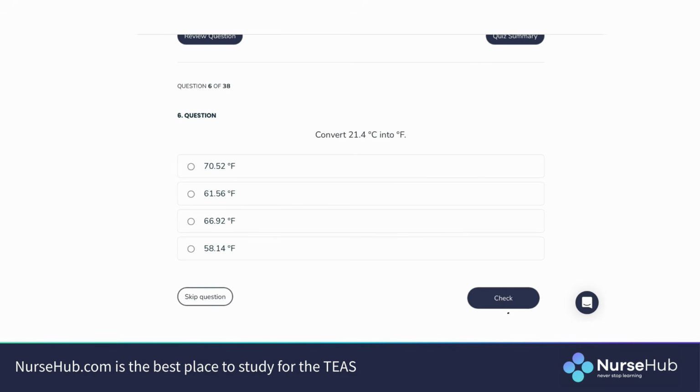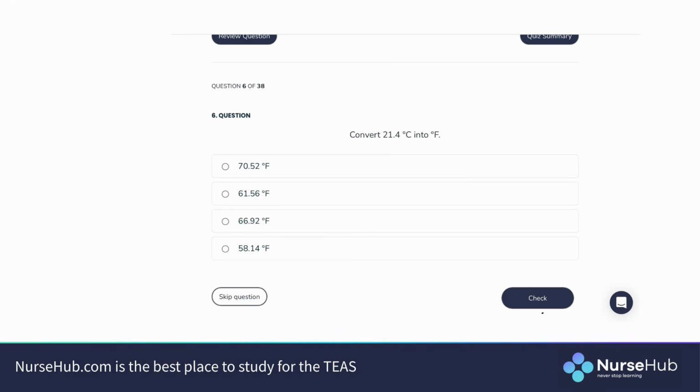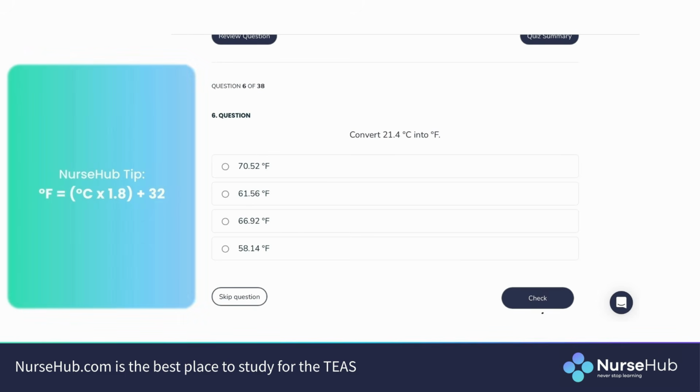Question number 6. Convert 21.4 degrees Celsius into degrees Fahrenheit. With this conversion, you can memorize just one of them and use it all the time. So the one that I use is degrees Fahrenheit is equal to degrees Celsius times 1.8 plus 32. So we have our degrees Celsius, we just plug that in. So we have degrees Fahrenheit equals 21.4 times 1.8 plus 32.